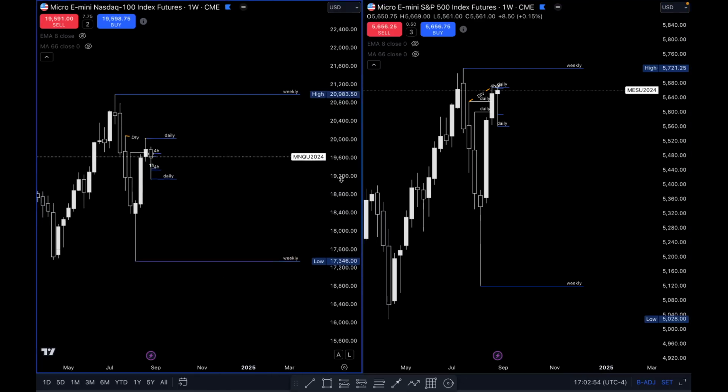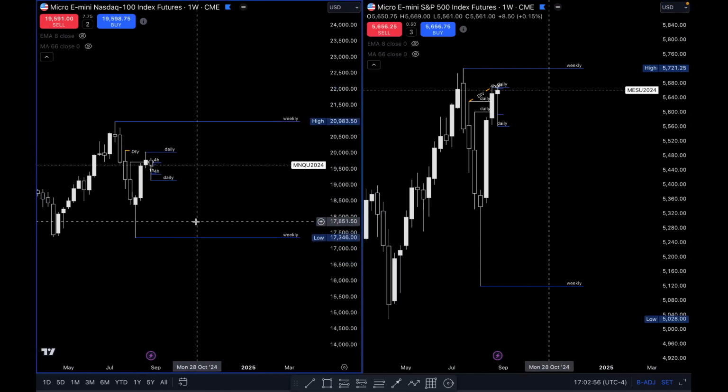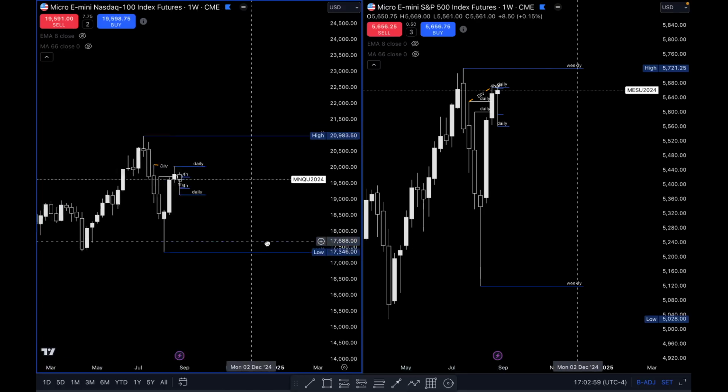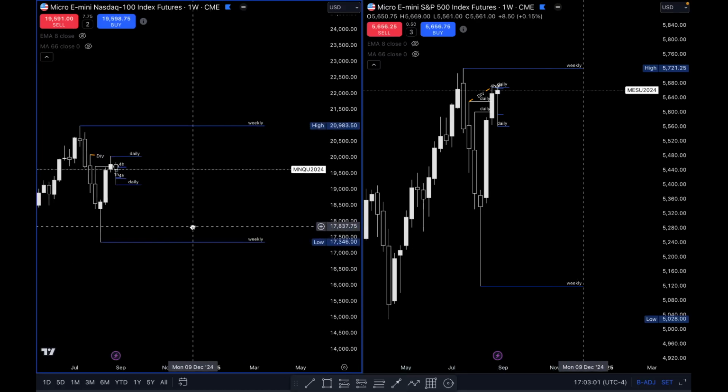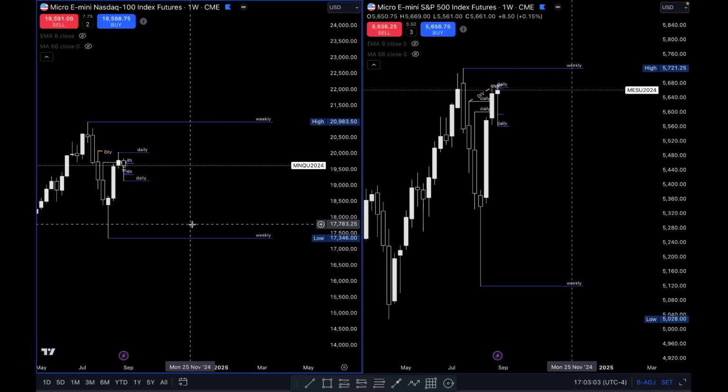So this is the range that we're in for the week currently. Pretty big range, pretty deep retracement from the last higher low that was made, but we are still trending upwards, or have an upward trajectory.